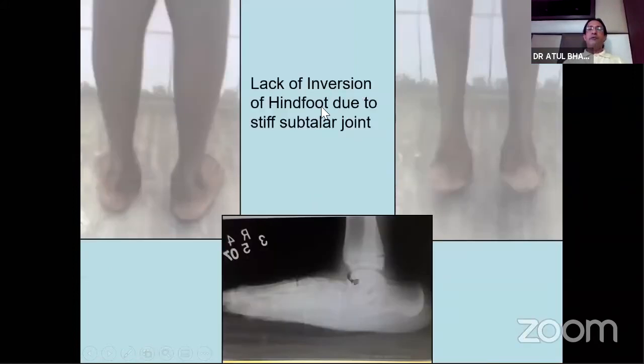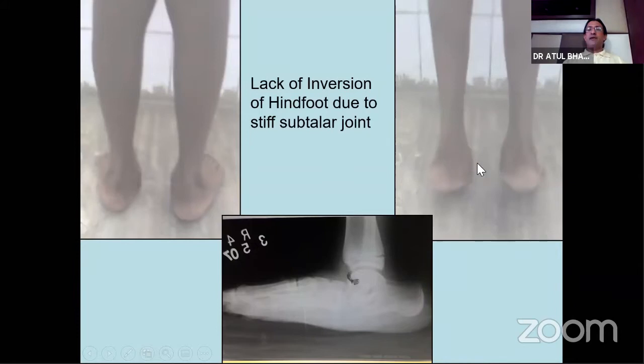Lack of hindfoot inversion, again, like I told you about the tiptoe test. So this child, you can see when he stands, both the feet are in valgus. As he goes on the toes, the heel is still in valgus. There are only 2 conditions which will cause this in adolescents. One is tarsal coalition or a stiff subtalar joint because of infection, or tibialis posterior dysfunction.